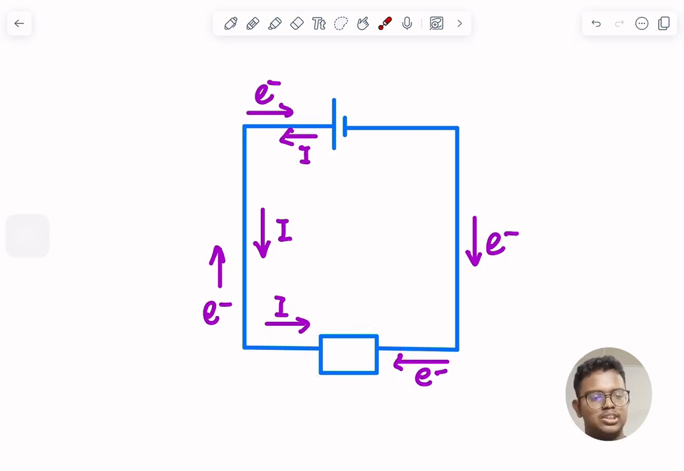We all know the direction of electrons will always be moving towards the positive terminal. The direction of current, however, will be opposite to the electron direction. As you can see from here, the electron direction and current direction will always be opposing each other.